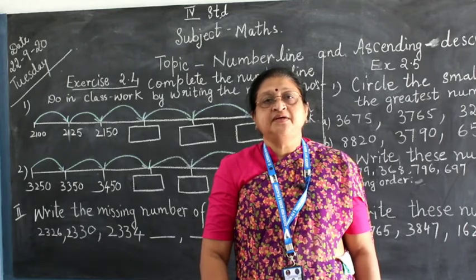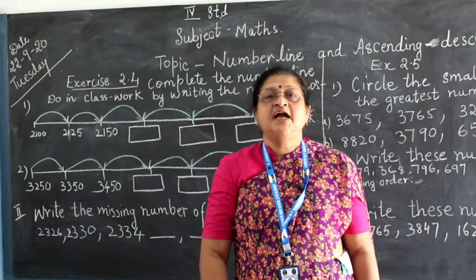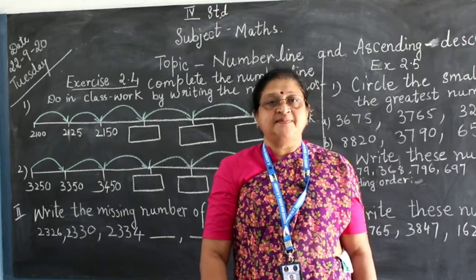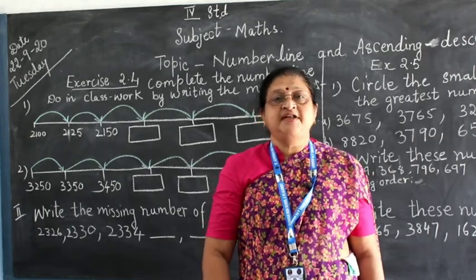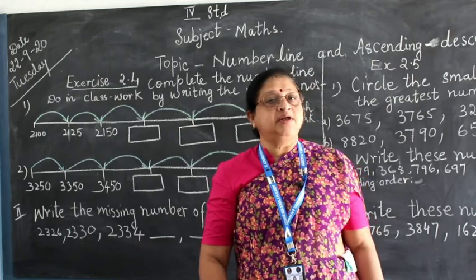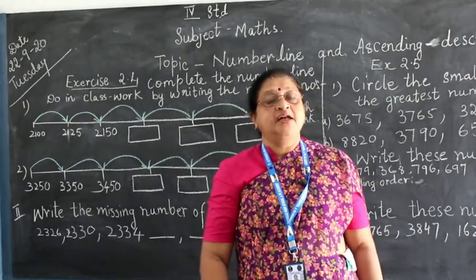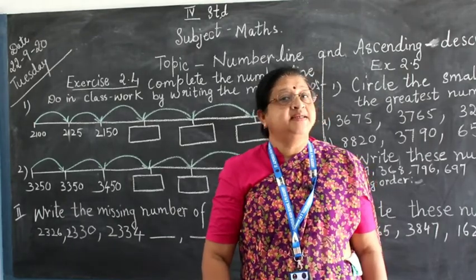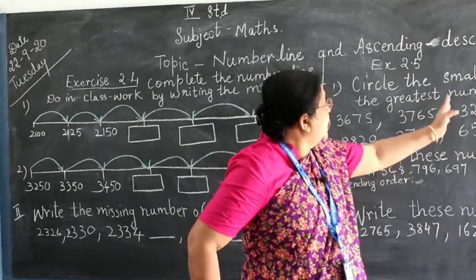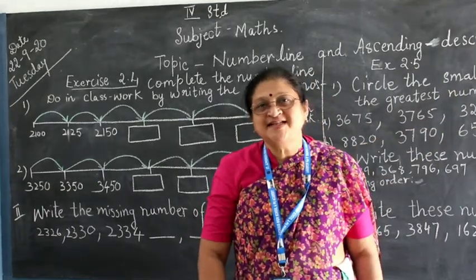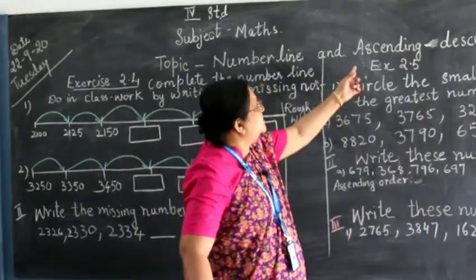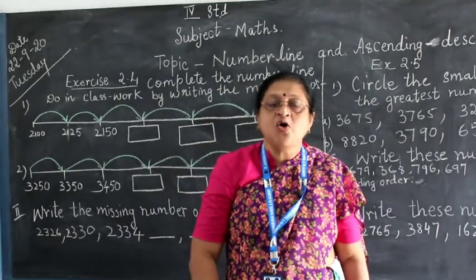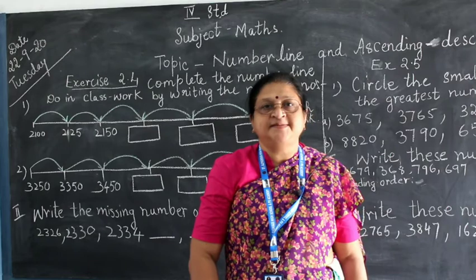Children, in your maths, we are doing 4-digit numbers. We finished your previous class with expanded form. After that, you saw the greatest and the smallest 4-digit numbers. Today we are going to do number line and ascending and descending order. What is it? Ascending and descending.